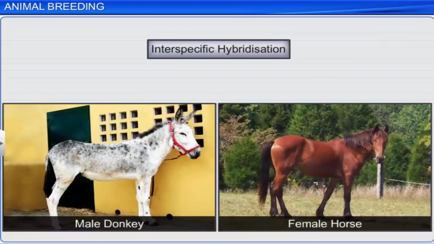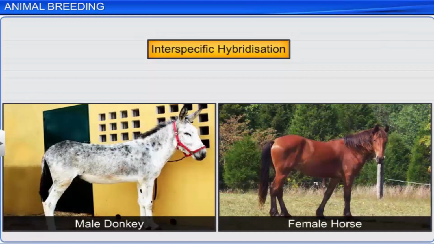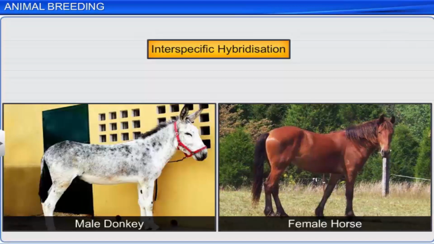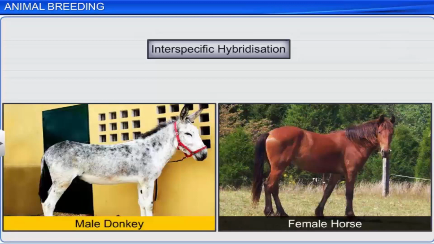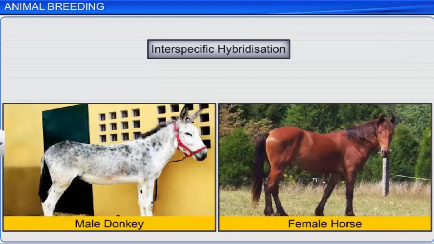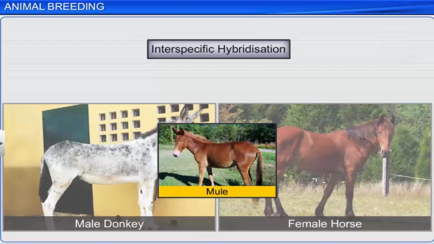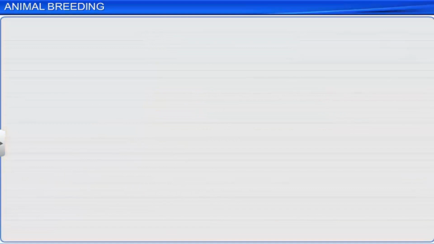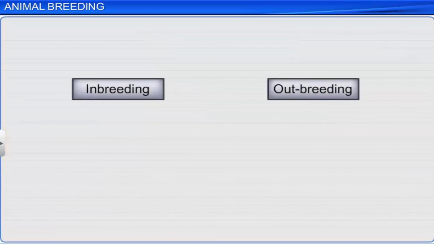The third type of outbreeding is interspecific hybridization, where animals of two different species are mated. For example, mating between a male donkey and a female horse to form a new breed, a mule. Although most new breeds are infertile, they have high economic value. Both inbreeding and outbreeding can also be carried out using controlled breeding experiments. Artificial insemination is one such method.